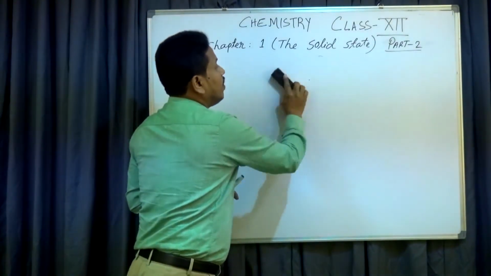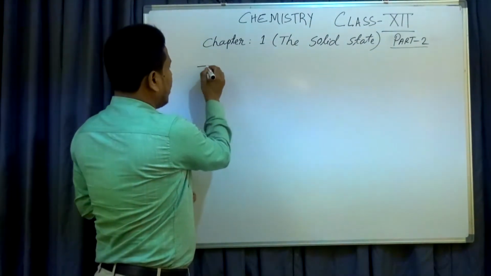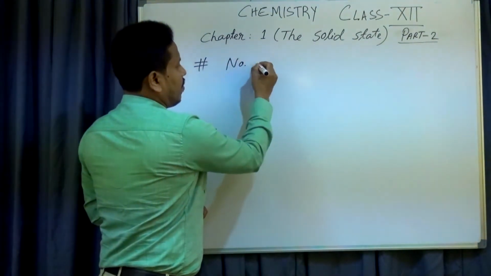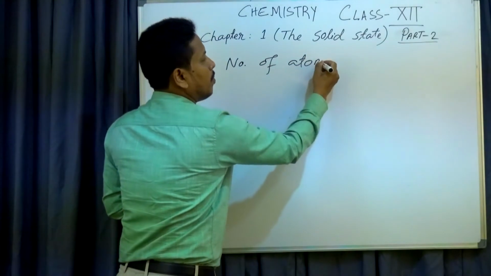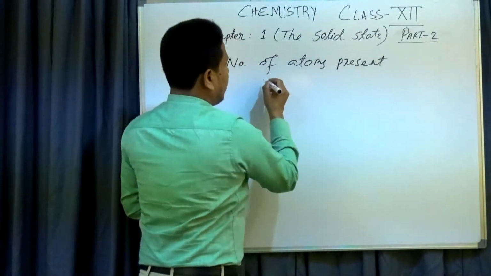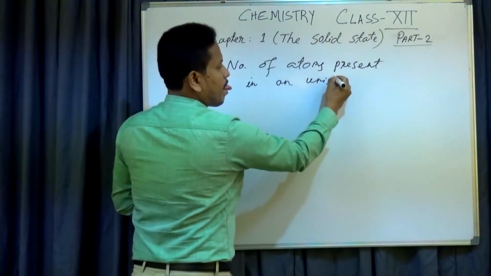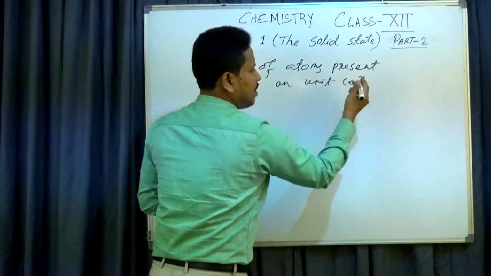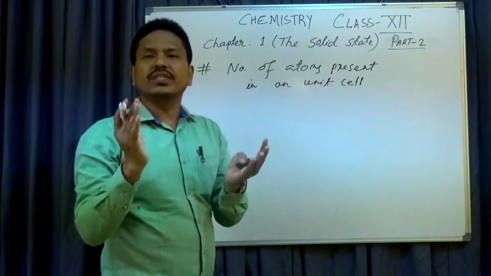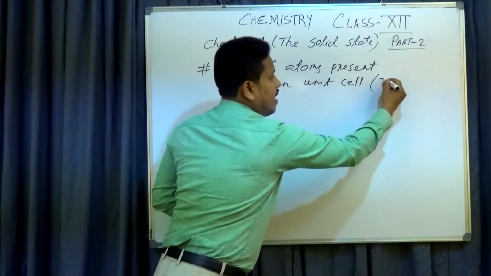Today we will discuss an important thing: the number of atoms, meaning particles, present in a unit cell. Any unit cell, it may be simple, meaning primitive, or BCC or FCC. In one unit cell, how many atoms are there? That is denoted by Z.